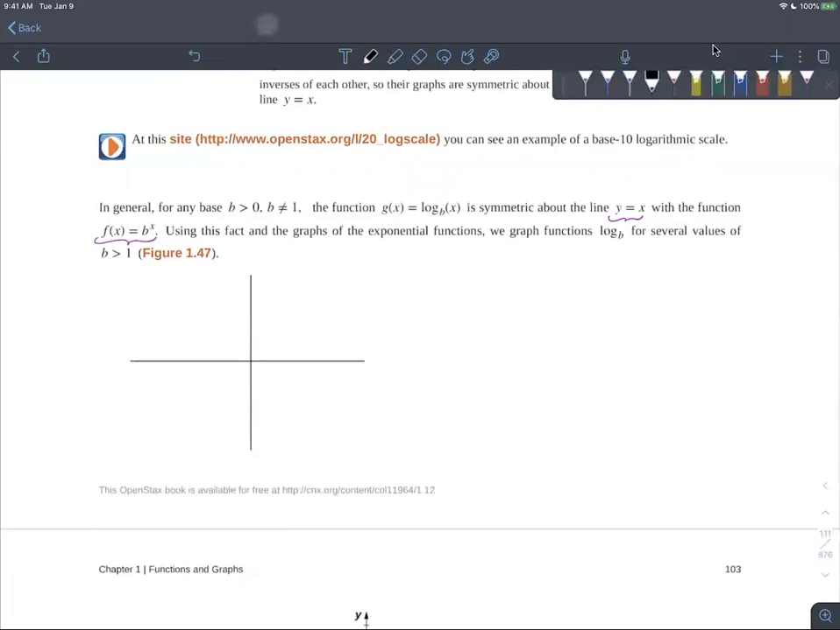Okay, so b to the x, let's see. Using this fact and the graphs of the exponential functions, we graph log base b for several values of b greater than 1. When b is greater than 1, we said earlier that the exponential is going to be increasing. So here is an exponential. Let's suppose this is f of x equals 2 to the x. Well, then that means that the logarithm, its inverse, which is going to be f inverse of x, equals log base 2 of x. That means it's going to be increasing as well.